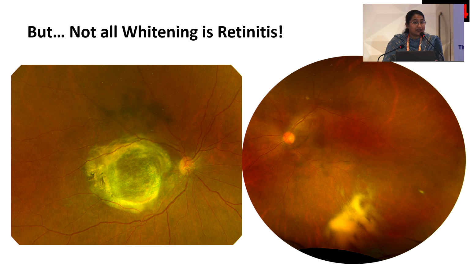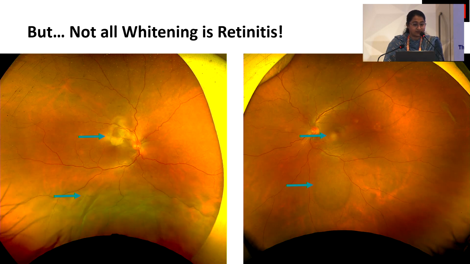Again, on the right-hand side, there's fibrosis at the subretinal level, but not a case of retinitis, no inflammation. On the left-hand side, there is old vitreous hemorrhage. We cannot see the vessels underlying it, not a case of retinitis.